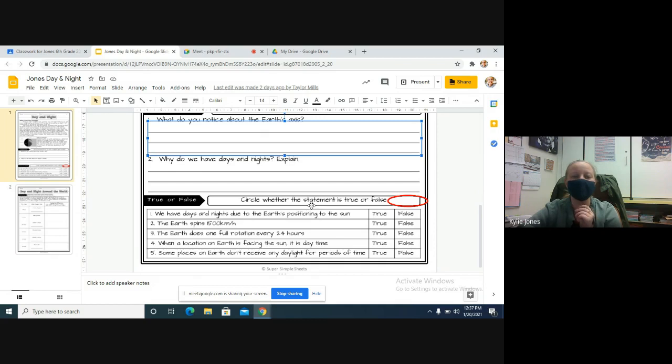Number 1, we have days and nights due to the Earth's positioning to the sun. Number 2, the Earth spins 1,500 kilometers per hour. Number 3, the Earth does one full rotation every 24 hours. Number 4, when a location on Earth is facing the sun, it is daytime. And number 5, some places on Earth don't receive any daylight for periods of time. So, you have 7 questions to do there.